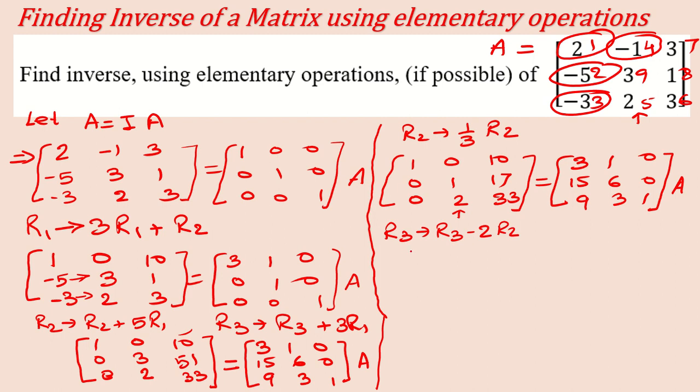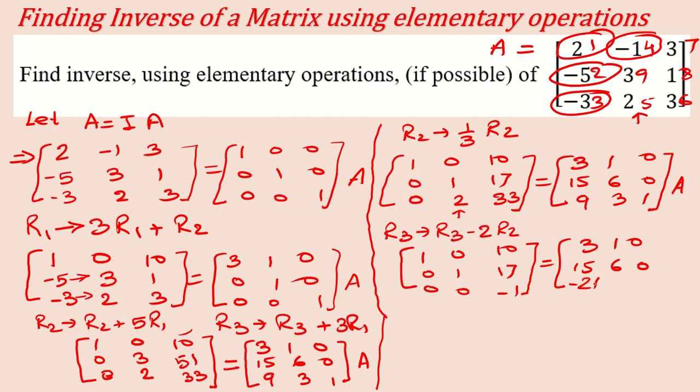So this will be 1, 0, 10, 0, 1, 17, 0, 0. Now R3 minus 2R2. So 2R2 means 17 times 2, 34. 33 minus 34 will be minus 1. See, just by one change we got the last element also. It is 3, 1, 0, 15, 6, 0, and then R3 minus 2R2. So 15 times 2, 30, 9 minus 30 is minus 21. Now 3 minus 18 is minus 15, and 1 times A.